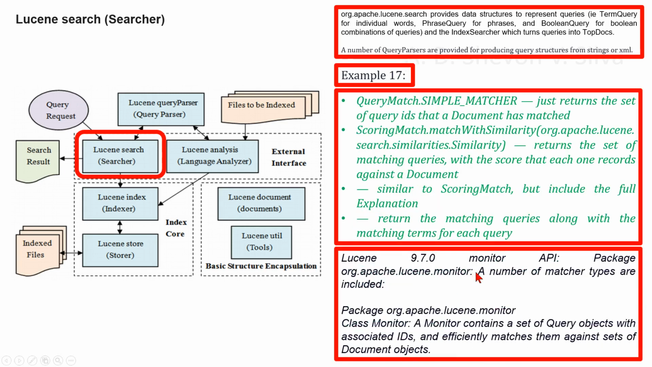Now we are considering package org.apache.lucene.monitor in the Lucene 9.7.0 monitor API. A number of match types are included. The class Monitor in package org.apache.lucene.monitor: a Monitor contains a set of query objects with associated IDs, and efficiently matches them against a set of document objects. A number of match types are included here.